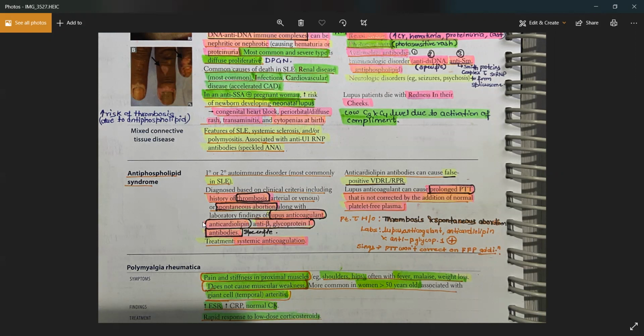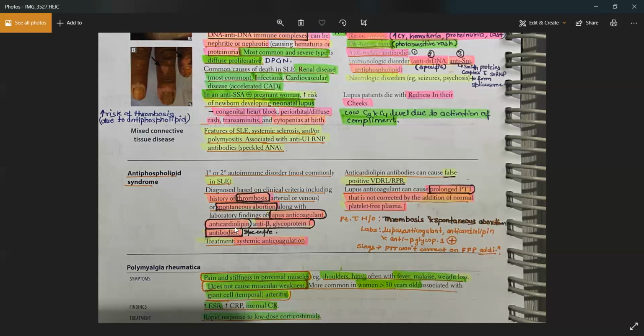VDRL positive. If you remember from the microbiology lectures, we have discussed the false positive VDRL. One of the causes is antiphospholipid antibody syndrome. Second is SLE, third is pregnancy. Some viruses can also do that, and some drugs can also do that.